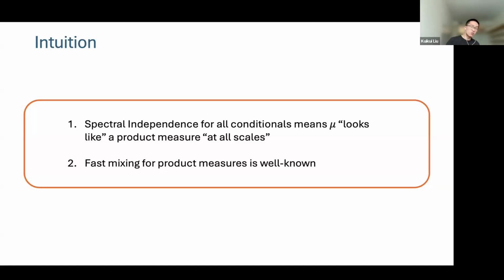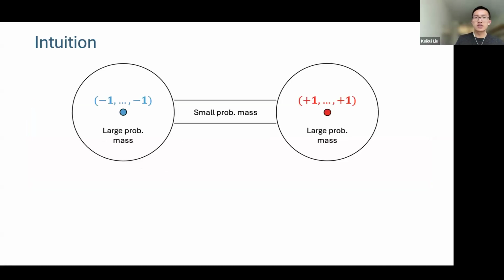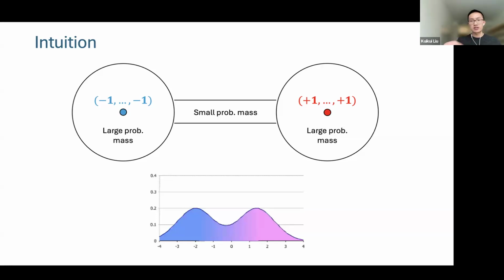But perhaps another, maybe more fruitful way of getting intuition is to go via the contrapositive. Okay? So imagine the opposite scenario, where I have a slow mixing Markov chain, where my distribution looks like it's going to concentrate its mass on, let's say, two far away configurations. Let's say the all -1 configuration and all +1 configuration. And let's say there's a small probability mass in between. So this is the classic bimodal landscape that's going to be very difficult for Markov chains to navigate.